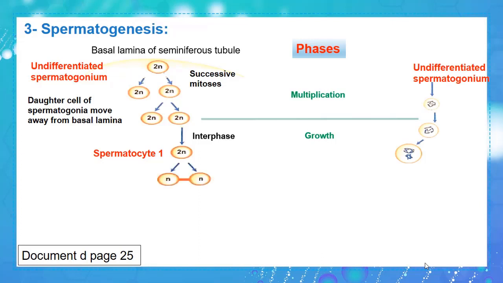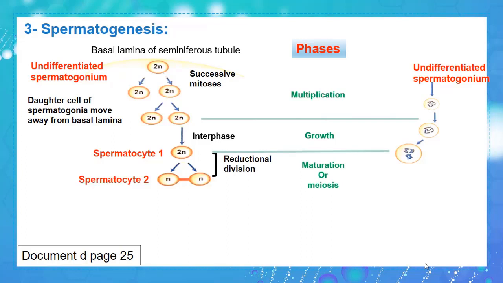Each spermatocyte 1 undergoes the reductional division of meiosis to produce 2 spermatocytes 2 that have half the number of chromosomes, N. But since only homologous chromosomes separate in this reductional division, the chromosomes in the spermatocyte 2 are still duplicated with 2 chromatids.